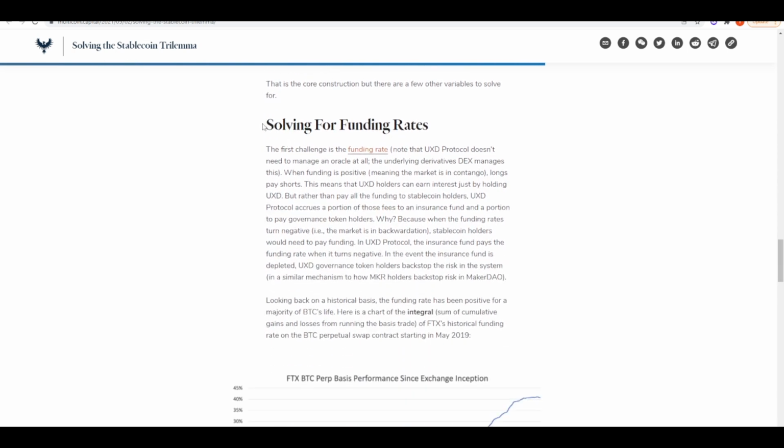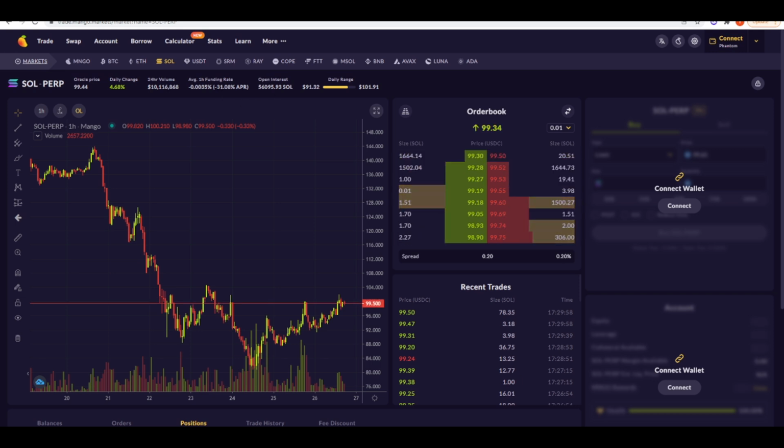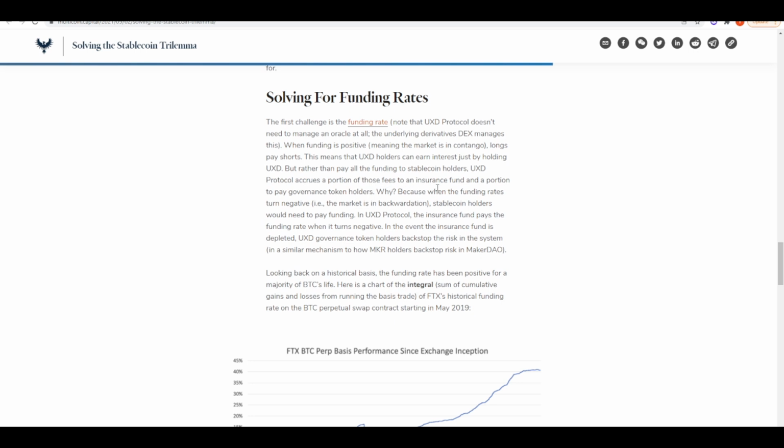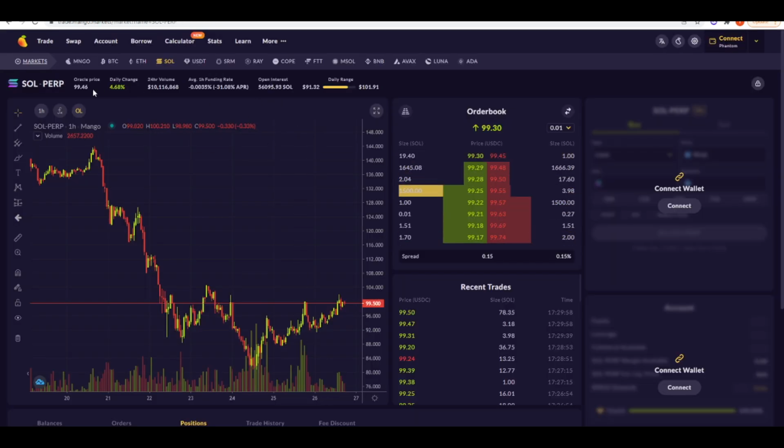So, solving for funding rates. The first challenge is funding rates. When funding is positive, meaning that the market is in contango, so that's when we take off this negative bit here, longs pay shorts. This means that UXD holders can earn interest just by holding UXD. But rather than pay all the funding to stablecoin holders, UXD protocol accrues a portion of those fees to an insurance fund and a portion to pay governance token holders. So why? Because when the funding rates turn negative, i.e. the market is in backwardation, as it is right now, that means that the price of the Solana perpetual future is actually below the current spot price of Solana.